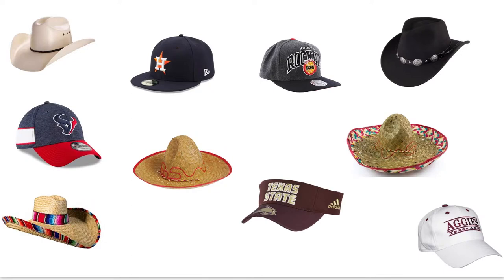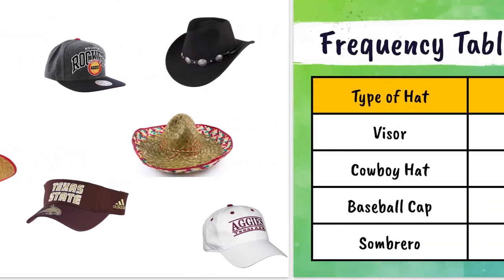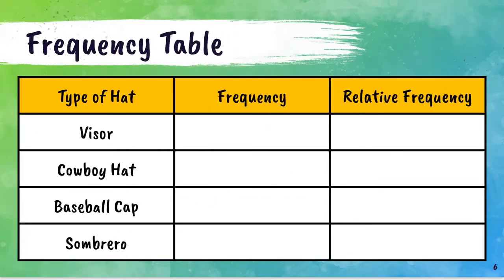And on the next slide, we're going to make a frequency table of how many of each type of hat there are. So I will let you know that we have visors, cowboy hats, baseball caps, and sombreros. So I want you to take this time to pause your video and count up how much you see of each type of hat. Once you've done that, please join us again. All right, guys, let's move on.